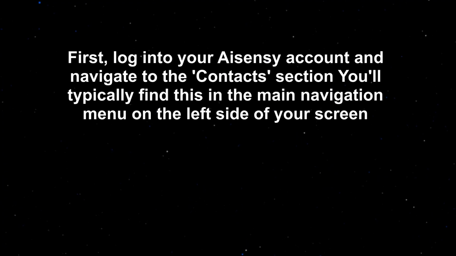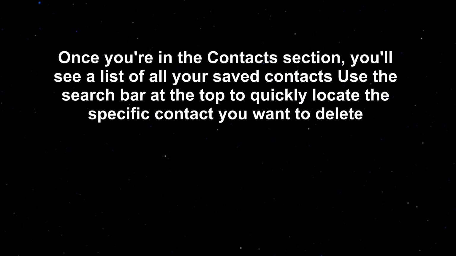First, log into your Aisensy account and navigate to the Contacts section. You'll typically find this in the main navigation menu on the left side of your screen. Once you're in the Contacts section, you'll see a list of all your saved contacts. Use the search bar at the top to quickly locate the specific contact you want to delete.